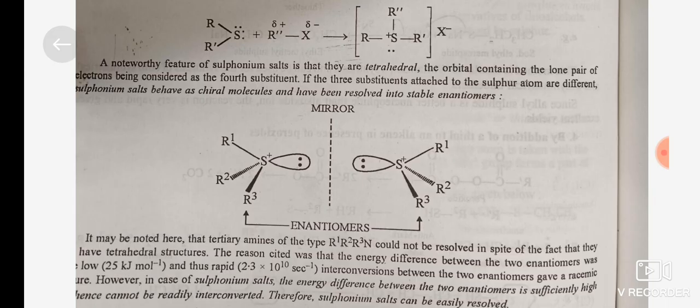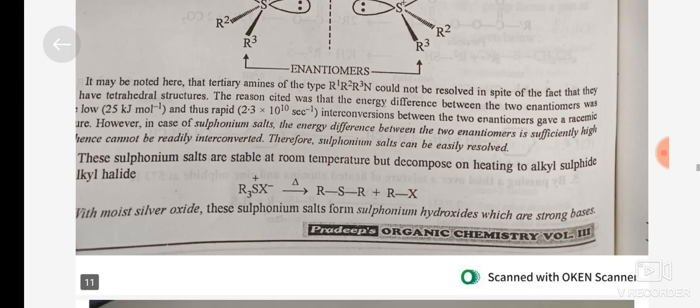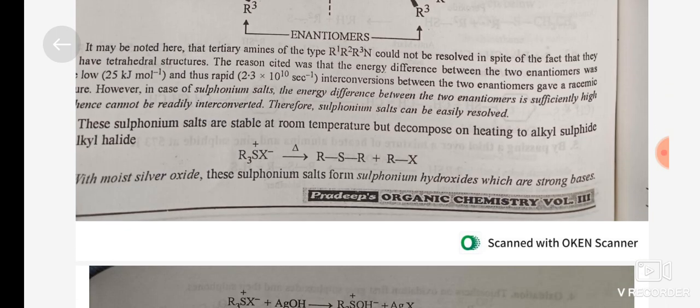It may be noted here that tertiary amines of the type R1, R2, R3N could not be resolved in spite of the fact that they have a tetrahedral structure. The reason cited was that the energy difference between the two enantiomers was low, and thus rapid interconversion between the two enantiomers gave a racemic mixture. However, in the case of sulfonium salts, the energy difference between the two enantiomers is sufficiently high and hence they cannot be readily interconverted. Therefore, sulfonium salts can be easily resolved.